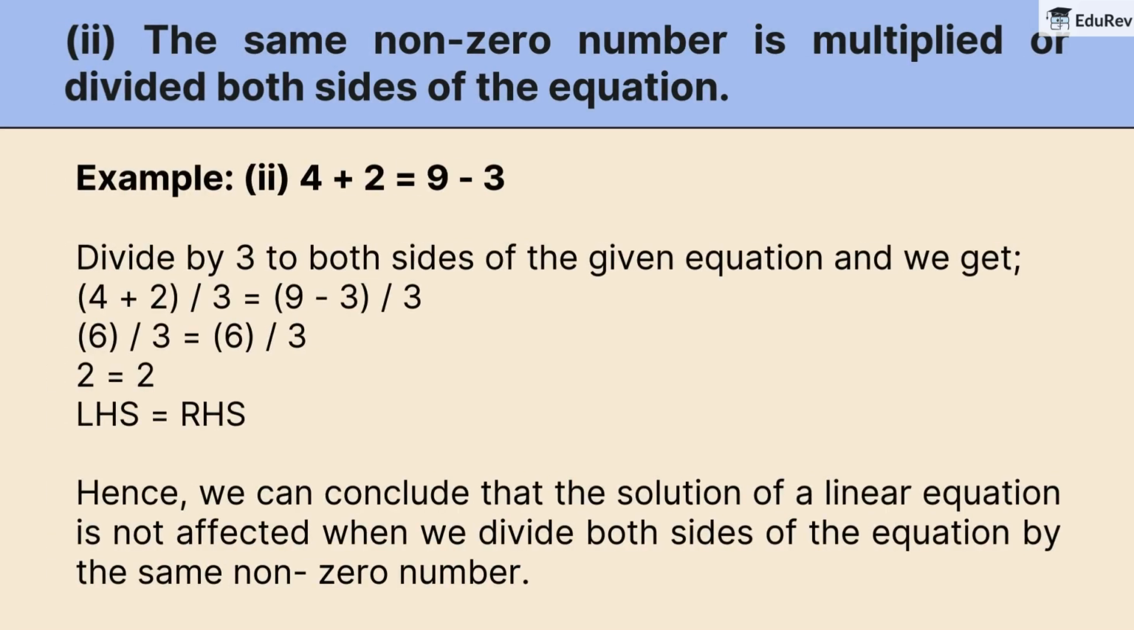If we divide both sides by 3, we take 4 plus 2 divided by 3 is equal to 9 minus 3 divided by 3, simplifying to 6 divided by 3 is equal to 6 divided by 3, which gives us 2 is equal to 2.